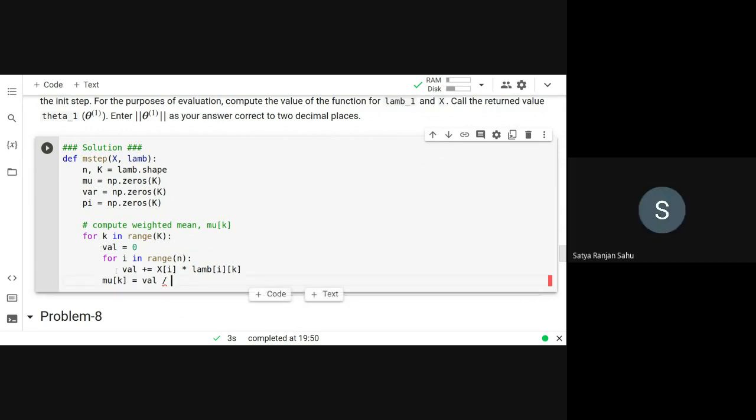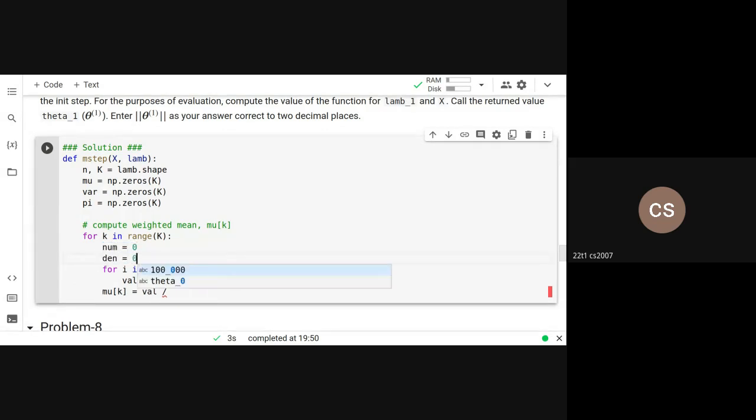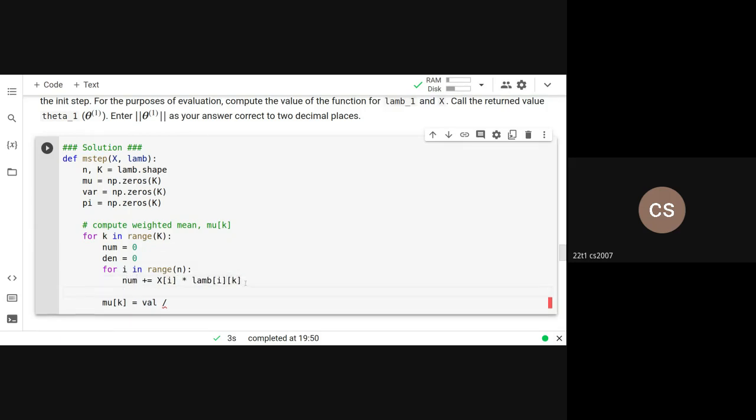Sum of lambda ik. Correct, right? So then I need that also. Let me write it as numerator, denominator. This is the numerator, which is the weighted sum. Denominator is just the lambda ik sum, right? So mu of k will be then numerator by denominator.